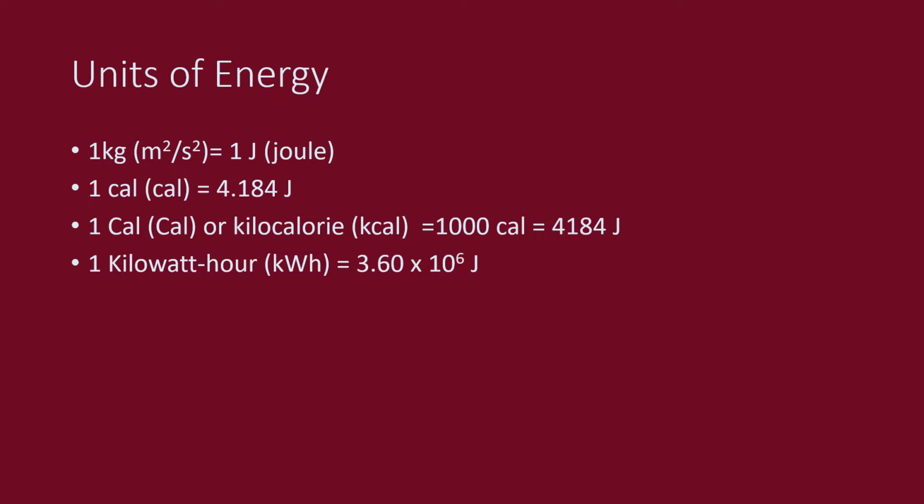Units of energy. A joule is 1 kilogram meter squared divided by second squared. 1 calorie is 4.184 joules. And then just to confuse us, we have another calorie with a capital C instead of a little c, or a kilocalorie. This is the one we actually see on our food labels. It is equal to 1,000 of the calories with a little c, so it is equal to 4,184 joules. And then a kilowatt hour is equal to 3.6 times 10 to the 6 joules.